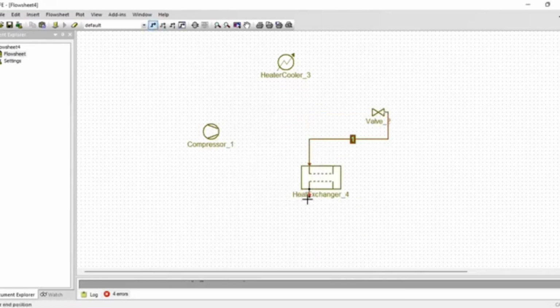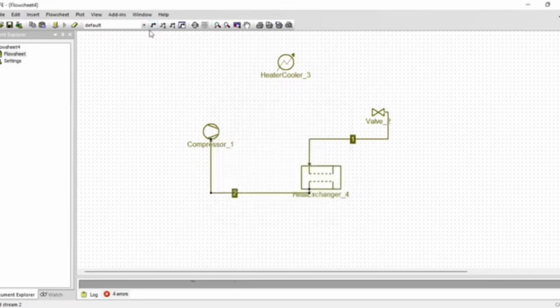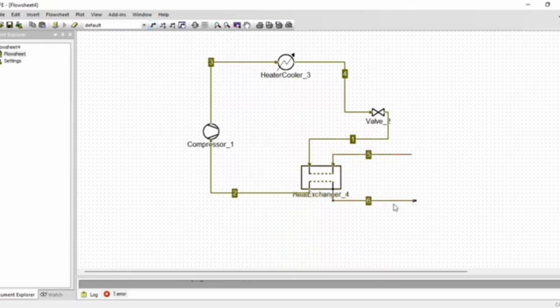I'll connect my second stream from the evaporator to the compressor. My next stream will be from the compressor to the condenser and from the condenser to the expansion valve. We are going to cool water from 12 degrees to at least -1 or 0 degrees, so I'm going to connect my water streams accordingly. Let's label our streams. For stream 1, I'll say stream 1, carbon dioxide. This stream here will be water in.